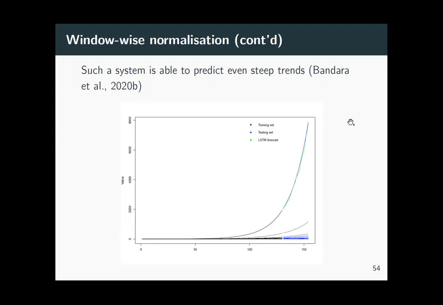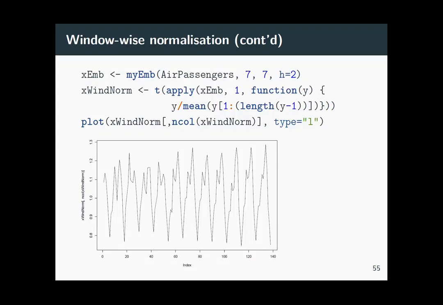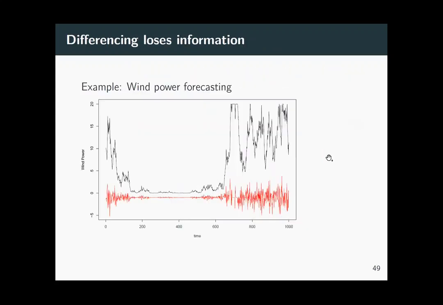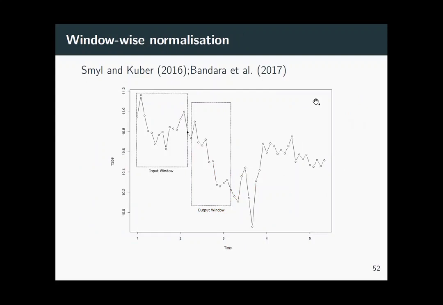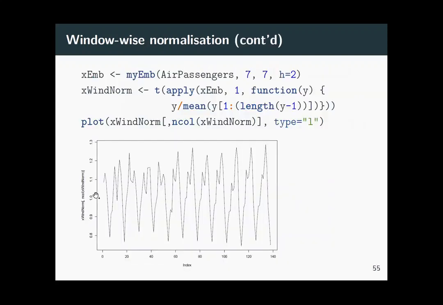Yeah, so window-wise normalization works really well. This is an example. We've seen the air passenger series before. If we go back quickly, that was here, this top series. It has a quite steep trend. Now if you do window-wise normalization, the series actually looks like this, and obviously that's a lot better to model.